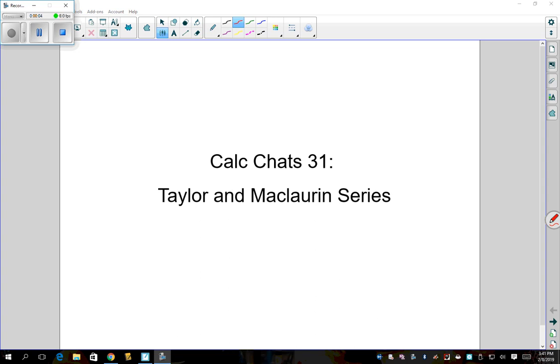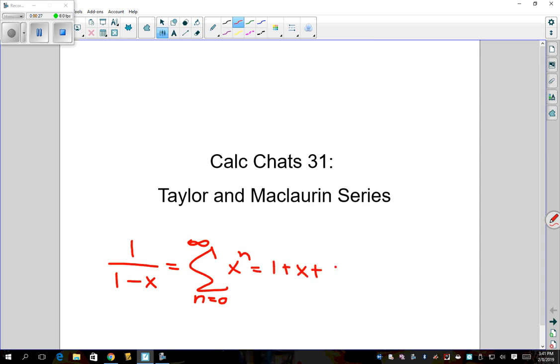Today we're going to be talking about Taylor and Maclaurin series. These are a special type of power series. And yesterday, the last time we met, we discovered that we could write the function 1 over 1 minus x as an infinite sum of all these polynomials: 1 plus x plus x squared, and so on. When I added all these polynomials, I got back to my function 1 over 1 minus x.